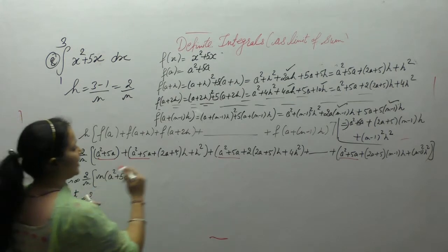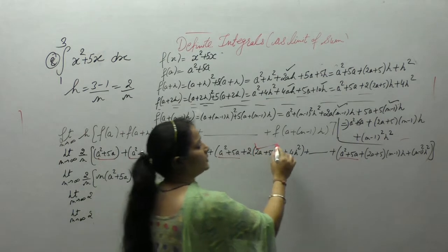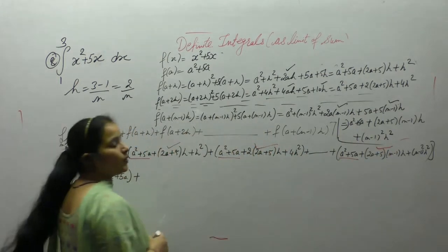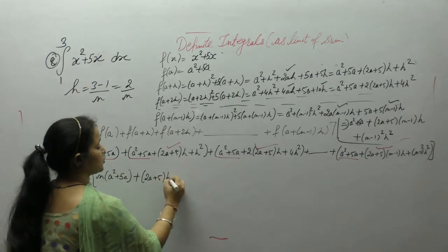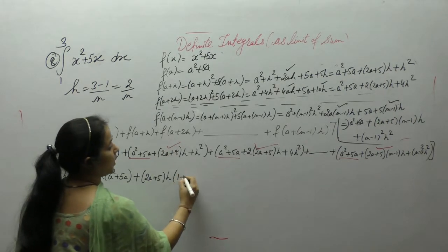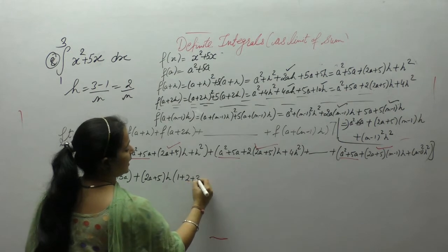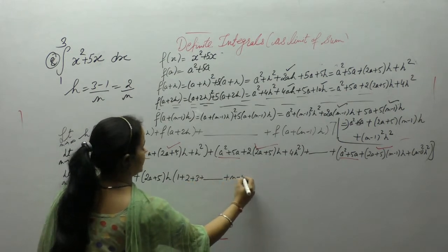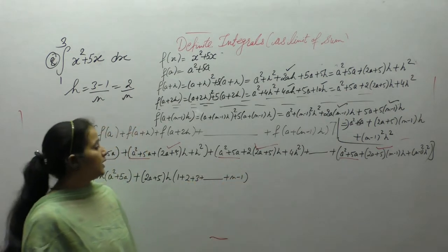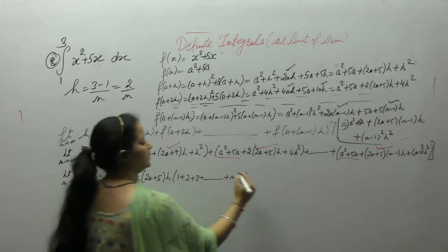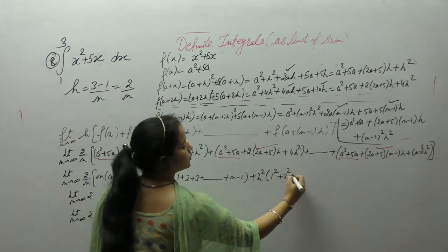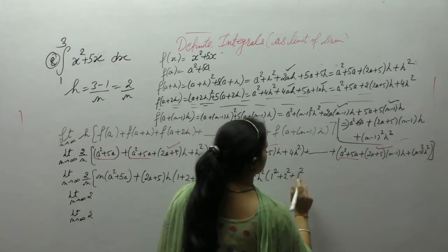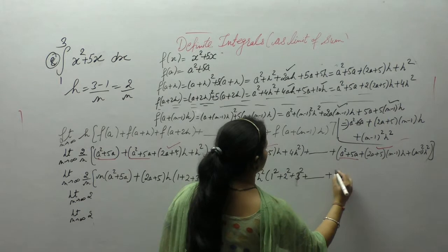Now in the terms of h, 2a plus 5, 2a plus 5, 2a plus 5 is common in every term, so take 2a plus 5 and h common. Here we are left with 1, 2 and so on up to n minus 1. Now take h square common. Here we are left with 1, 4 is square of 2, 3 square and so on up to (n minus 1) whole square.